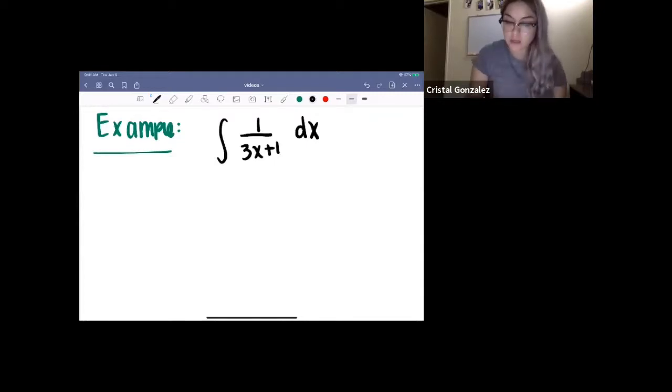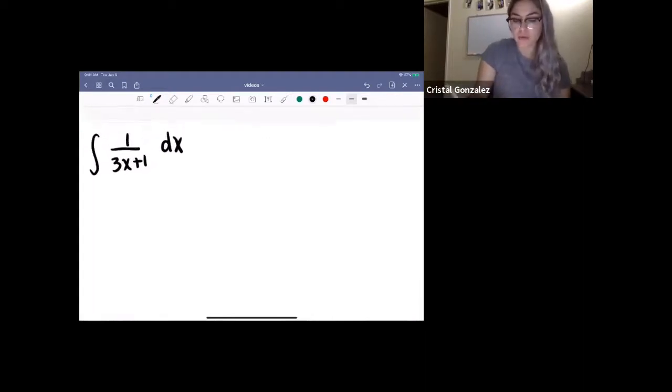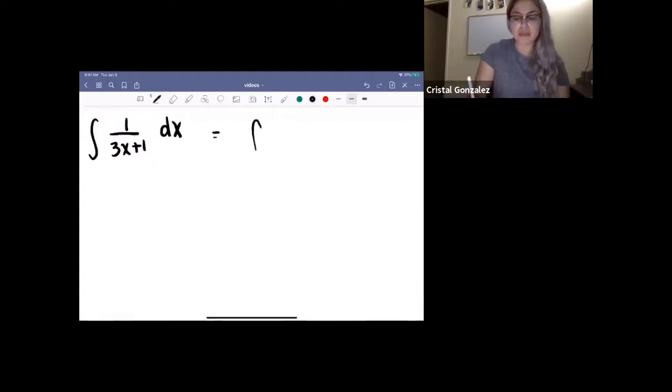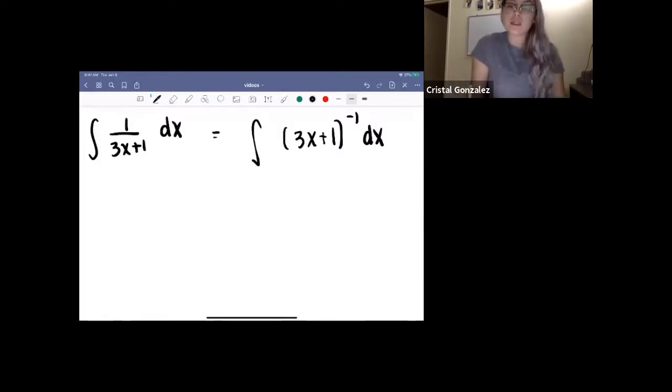Don't write this down, but even if we did rewrite it as a power rule, we would have the integral of 3x plus 1 to the negative 1 dx. And now we see we do have an inside function, 3x plus 1, but the issue here is this negative 1. Remember that we can't do the power rule if we have a negative 1.